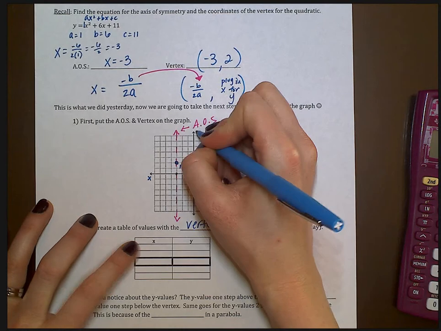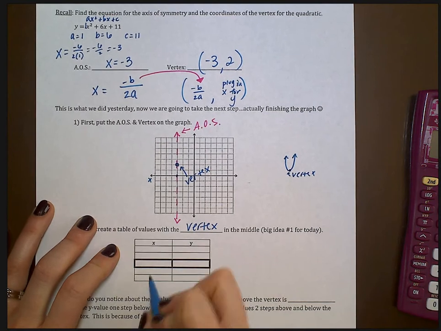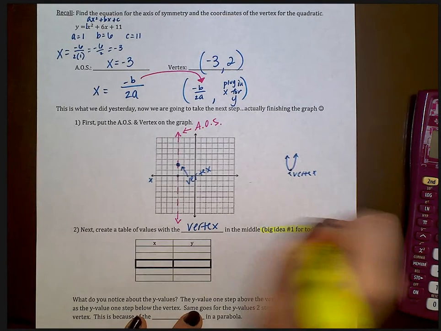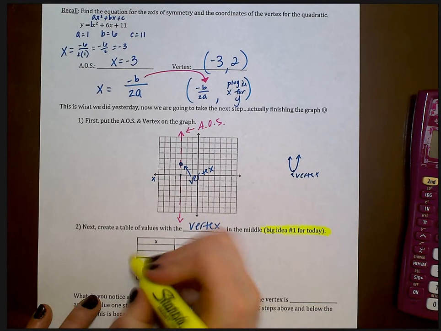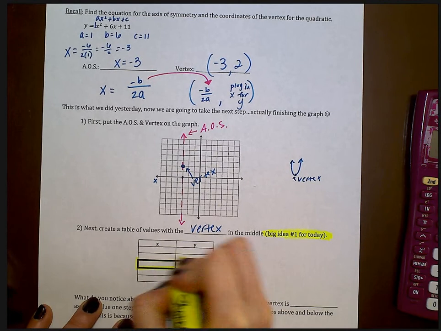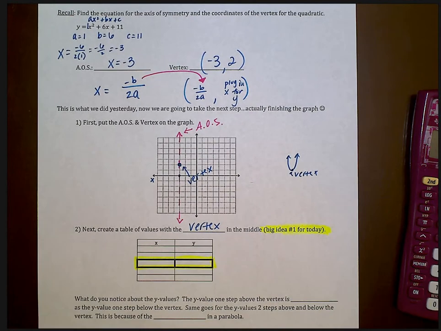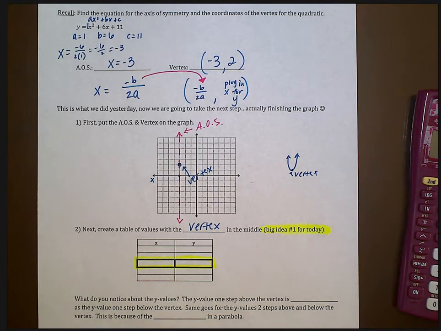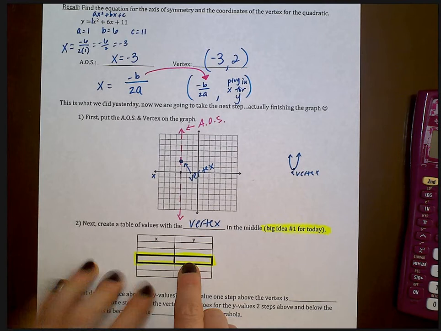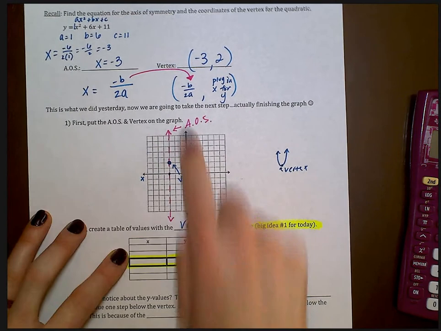So since it's the middle of the U, we need it to sit in the middle of our table. That's the first big idea for today. When you make your table, your vertex has to sit right in the middle. The reason tables worked first semester when we did -2, -1, 0, 1, 2 is because the vertex was always 0 something. We as teachers picked nice parabolas that had the vertex right in the middle for you.